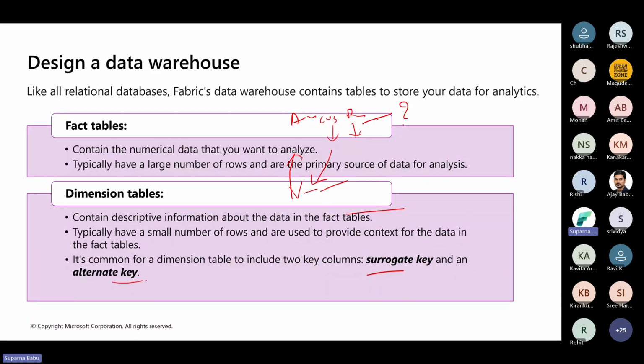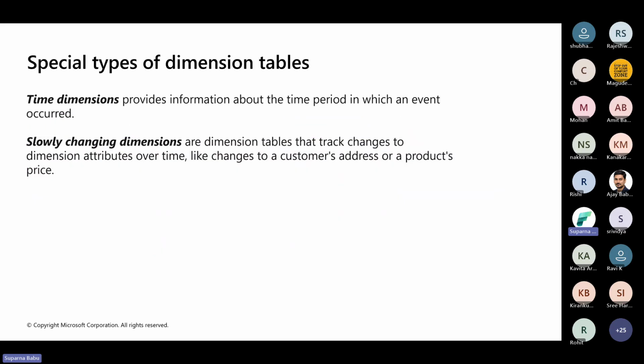We will see in subsequent slides what this is in detail. Now, there are special types of dimensions also, which are time dimensions and slowly changing dimensions. Time dimension is nothing but, let's say you have a data set and you would like to perform some reporting for trend analysis. For that you can create a separate calendar table. Slowly changing dimensions, we have separate slides for this. We will see this in subsequent slides.